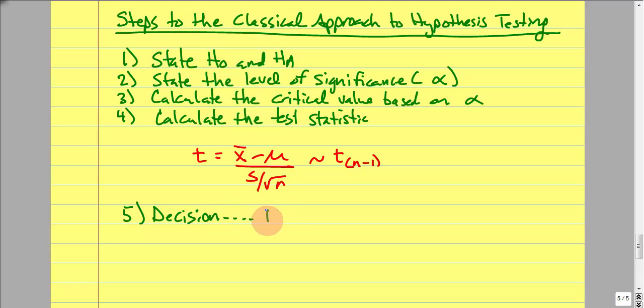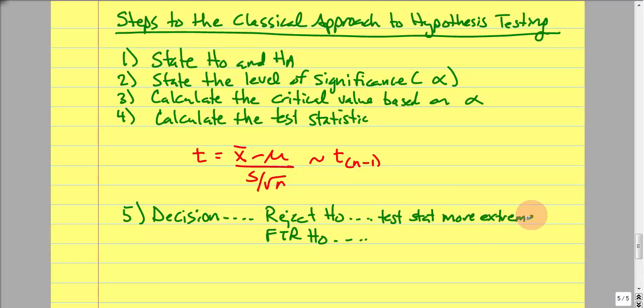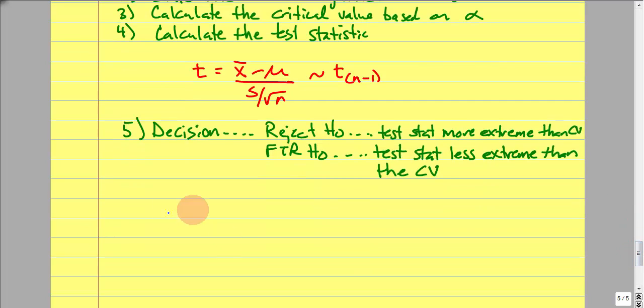And there's only two decisions I can make, which is to reject H0 or fail to reject H0. But I can't base this decision on the p-value anymore. So if I reject H0, it's because my test statistic is more extreme than the critical value. And so this would be the test statistic less extreme than the critical value for failing to reject. And we don't know if we're saying greater than or less than yet because we don't know HA.